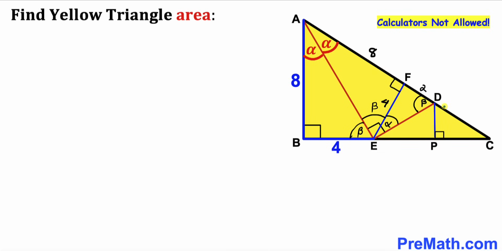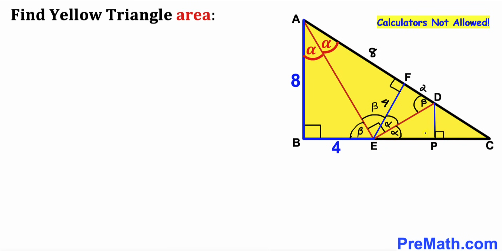And here's our next step. I have dropped another perpendicular DP, as you can see over here. And now let's make an observation. We can see that this whole angle is 90 degrees. If this angle is beta, then this angle has got to be our angle alpha.